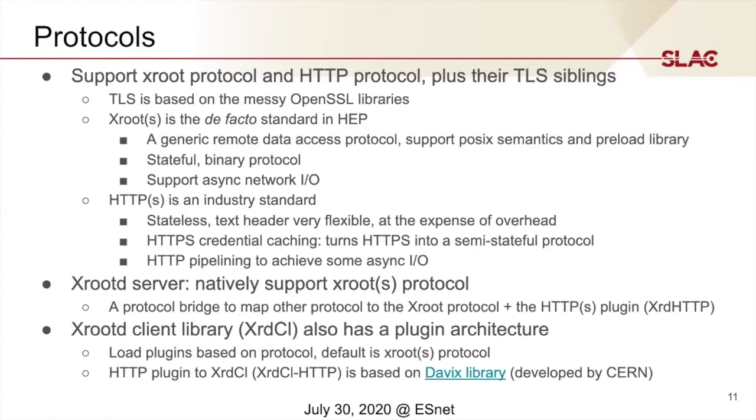Because it's a stateless protocol, when you're using HTTPS, which is TLS, you want to avoid re-authentication every time, or re-establishing this encryption channel every time. So HTTPS implements something called credential caching, which effectively turns HTTPS into a semi-stateful protocol. Now, in terms of async network I/O, HTTP's solution is to use pipelining. It's not quite successful, but it still can do something about it, although sometimes you still see blocking happen.